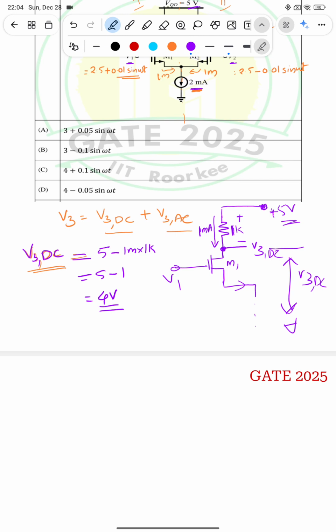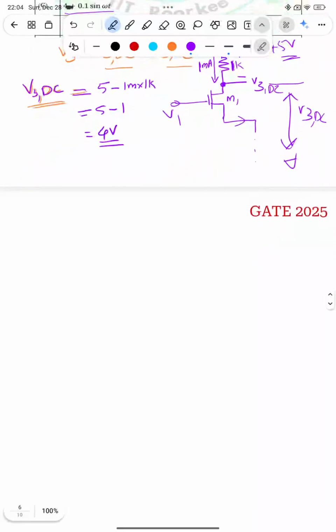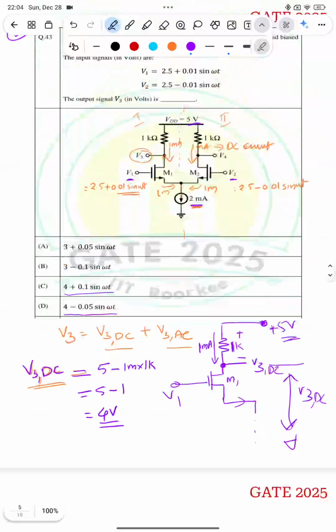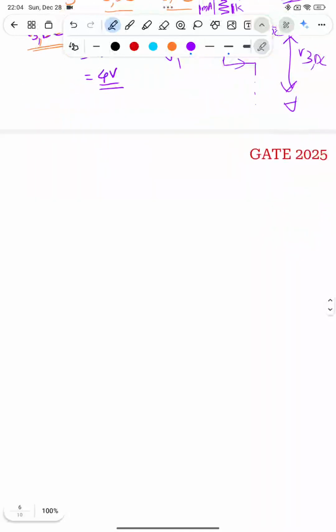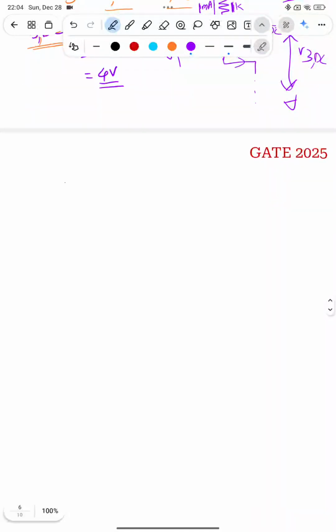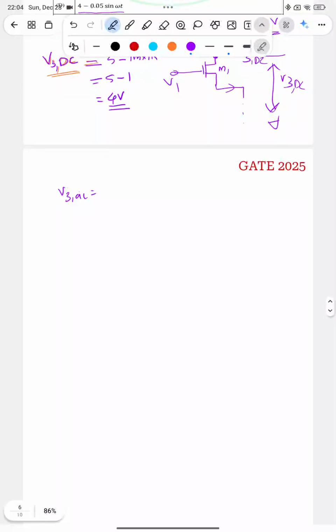So if we come to the options, we can see 4 plus 0.1 sin omega t and 4 minus 0.05 sin omega t. So here we can say either C or D will be the answer, because DC voltage is 4. We just need to find what will be the AC voltage now. Now coming to the AC, so V3 AC. So how to find V3 AC?